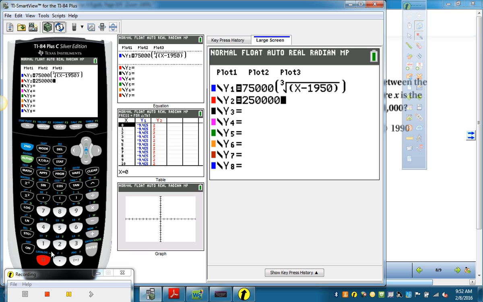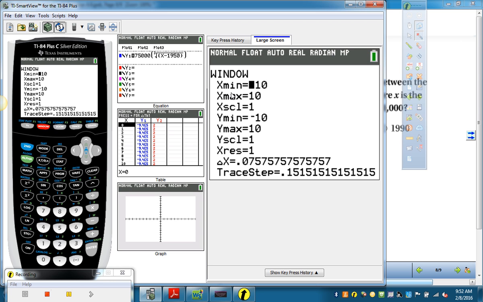But we need to get the intersection in our window. So let's set up our window. We definitely need to have 250,000 in the middle of our window. All right, so let's go to window. What are our x values going to be like? 1, 2, 3? No, they'll be more than 1, 2, 3.